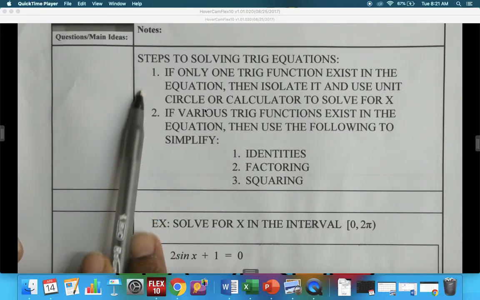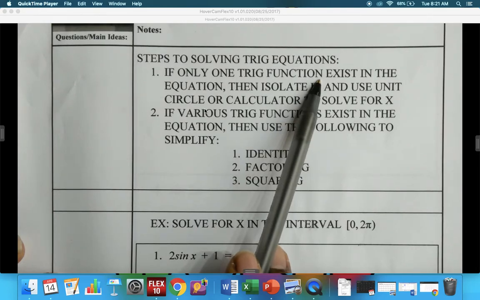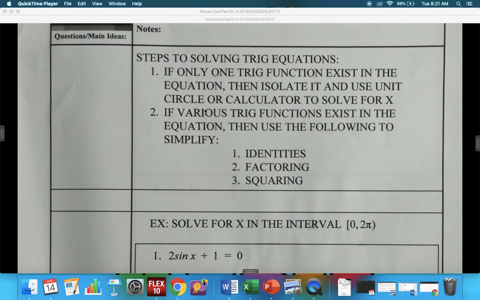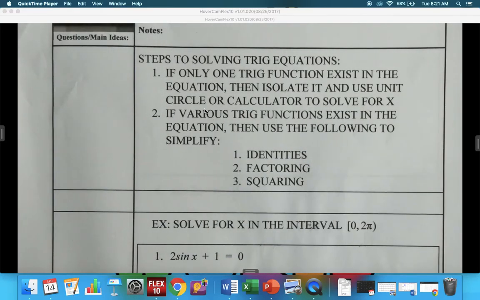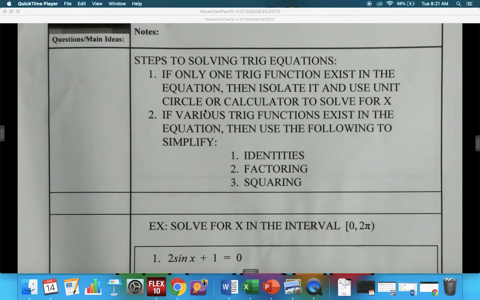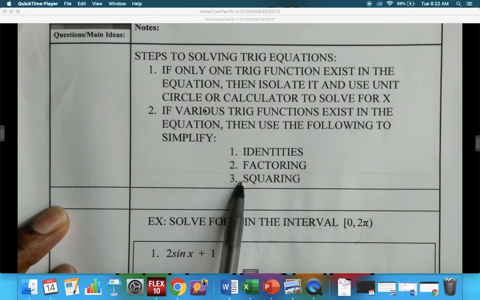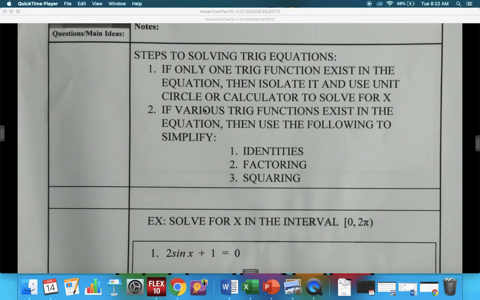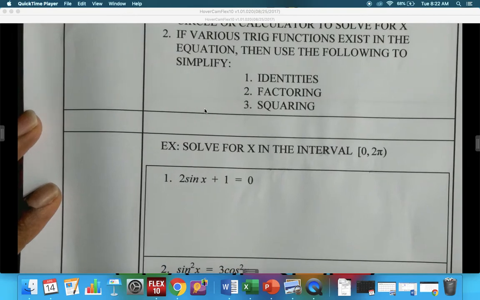All right, so here are some ways we can solve trig equations. If you only have one type of trig function in the equation, doesn't matter how many there are, then you can isolate it, get it to one side, and then use your calculator to solve. If you have various trig functions, like a sine, a cosine, a tangent in your equation, then we have to use some identities. We try to factor. We try to square. As long as we can narrow it down and simplify it to something easier to solve, that's our goal. All right, so let's look at an example where there's only one trig function.